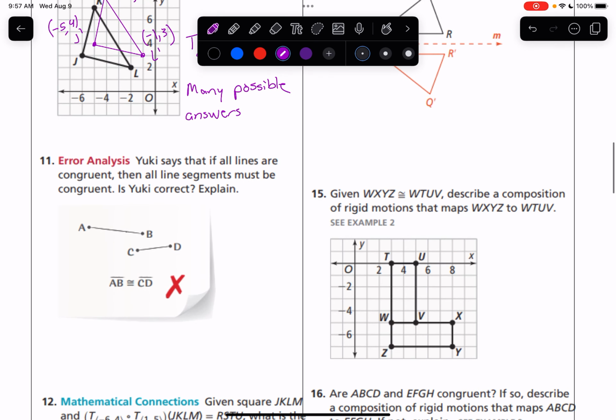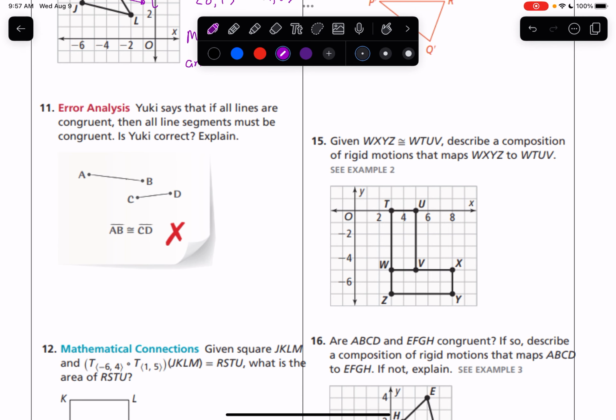Number 11, Yuki says that if all lines are congruent, then all line segments must be congruent. Is Yuki correct? Explain. So Yuki says all lines are congruent. That is true because lines go on forever in both directions. So every line is congruent to every other line because every line is infinitely long. Line segments, however, are not infinitely long. They have endpoints, and those endpoints cause those line segments to be different lengths. So the line segments are not congruent. So we can say no.